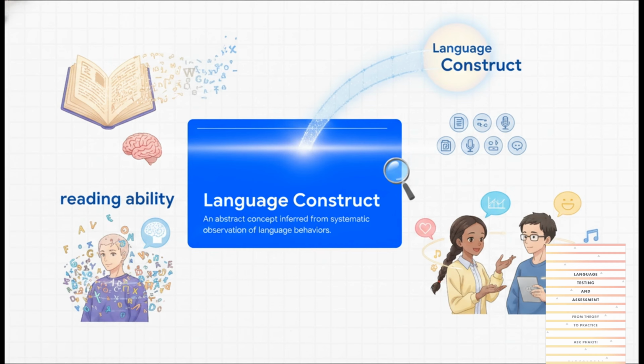And notice the critical gap here. We have observable performance, which is what the student physically writes or says on your midterm, and then we have their actual underlying ability. Our entire job is to bridge that gap accurately so our inferences are valid.